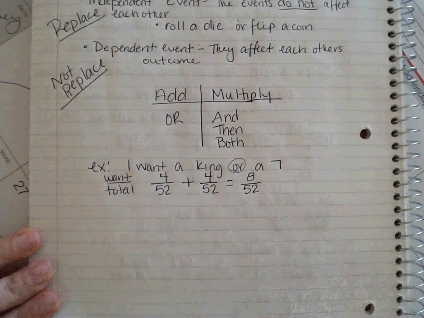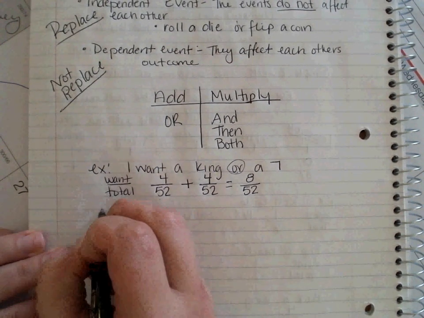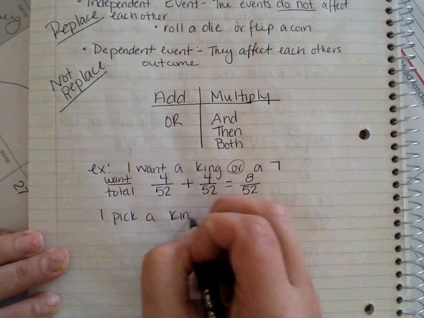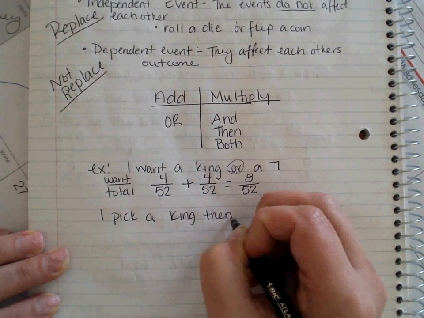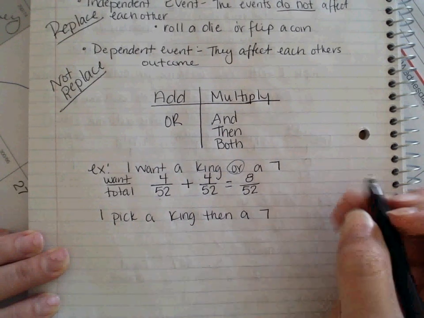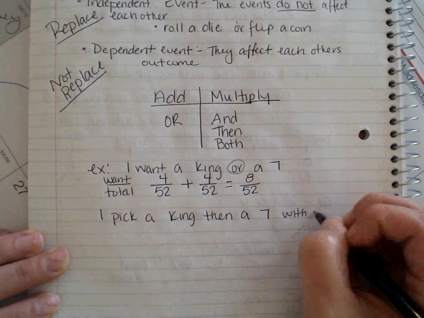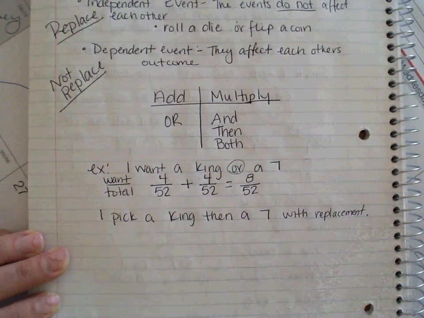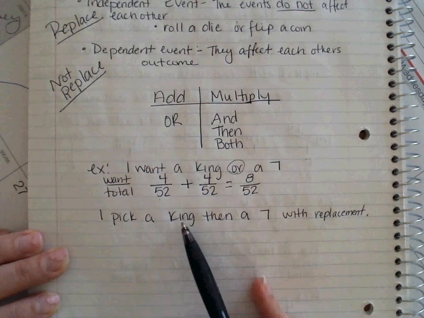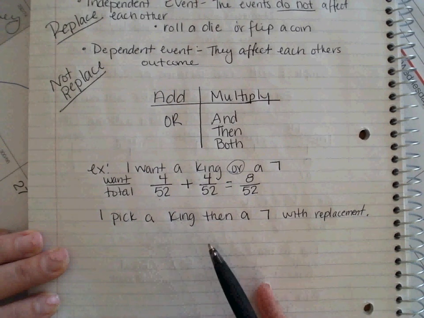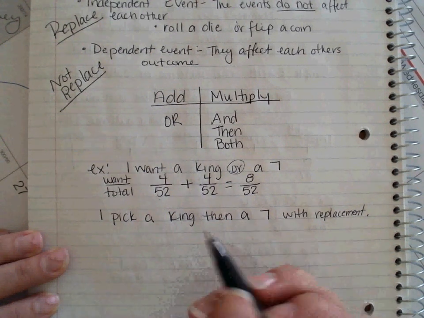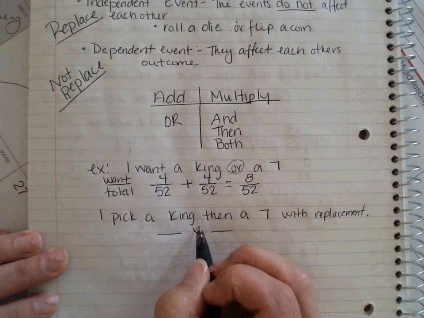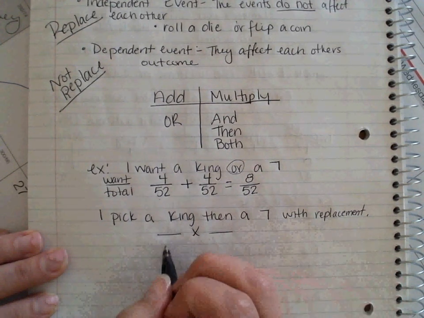When I want something like I pick a king, then a 7 with replacement, replacement is a key word here, so I put it back. When I pick my first card, I put it back, and then I pick a second card. I pick a card, and then I pick another card. I have a then here, so I'm going to multiply these together.